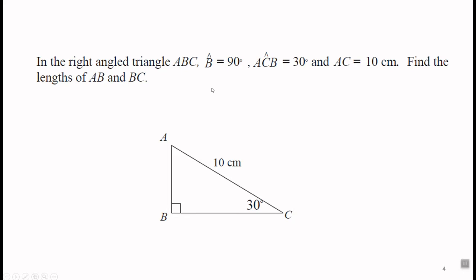In right angle triangle ABC, B equals 90 degrees, angle C equals 30 degrees, and AC is 10 cm. Find the length of AB and BC. Can we use the Pythagoras theorem? No, you can't use the Pythagoras theorem here. So you need to use trigonometry.